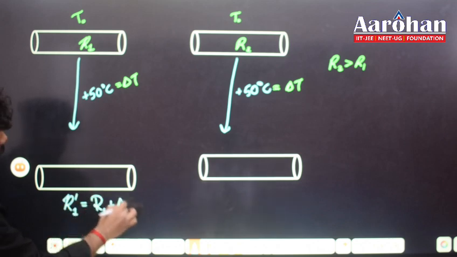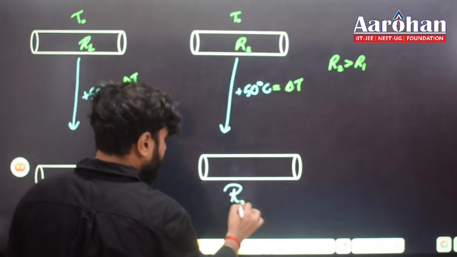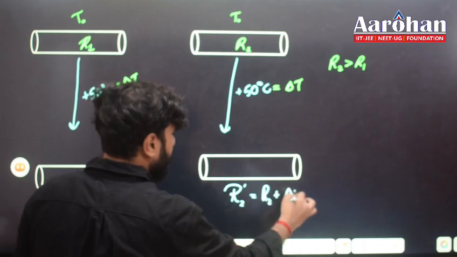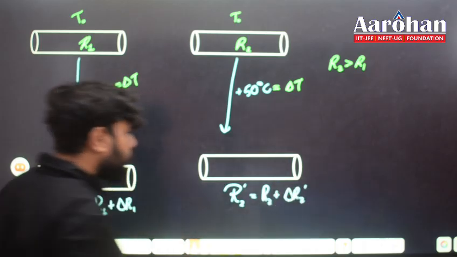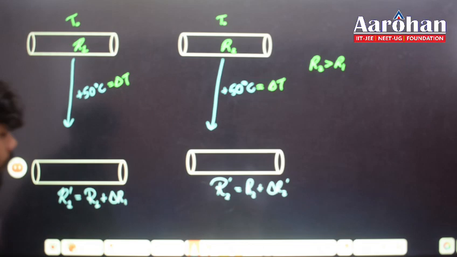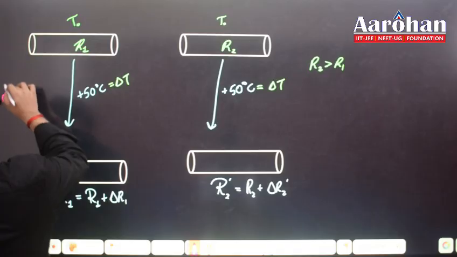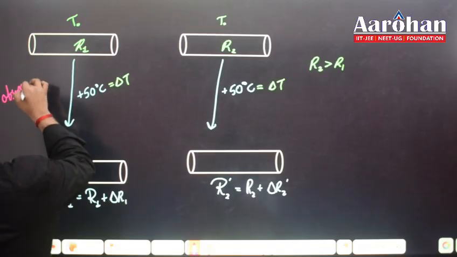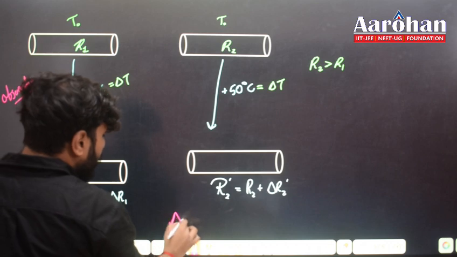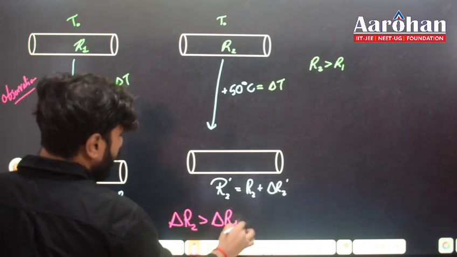R1 plus delta R1. Here your final resistance will be what? R2 plus delta R2 dash, right? The change in resistance should be what? Same. Should be same. But what we found is that the change in resistance of 2 is more than the change in resistance of 1.